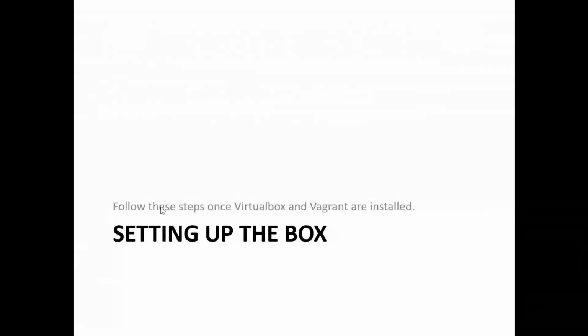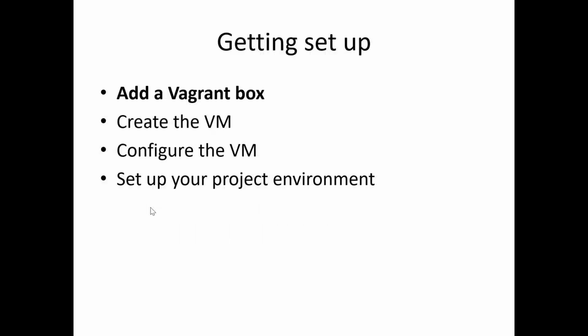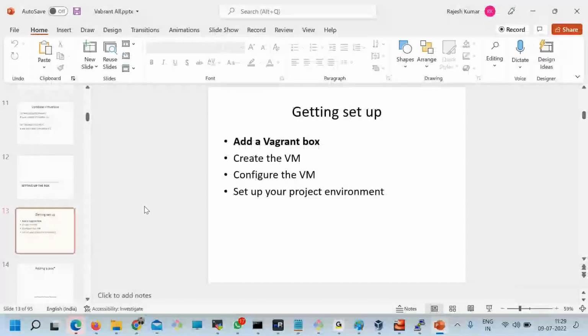Okay. So now the question is, how do we get started? How do we get started? So guys, these are the steps you have to follow. Add a Vagrant box, create a VM, configure the VM, and set up your project environment. So what exactly does that mean? I'll make it very simple here.